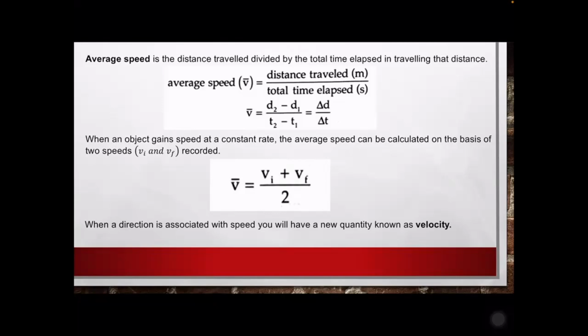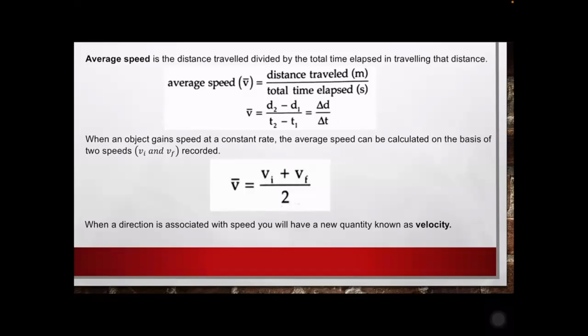When an object gains speed at a constant rate, the average speed can be calculated based on two speeds. When you have two speeds, the initial and the final, where v sub i is the initial while v sub f is the final, you just add them and divide by 2. So these are the important formulas.